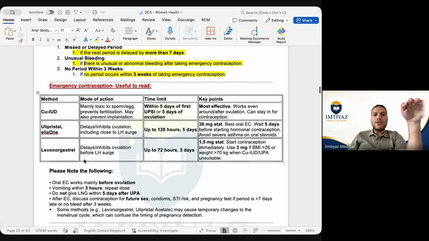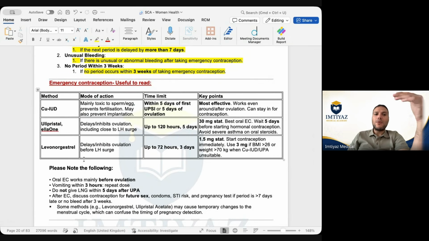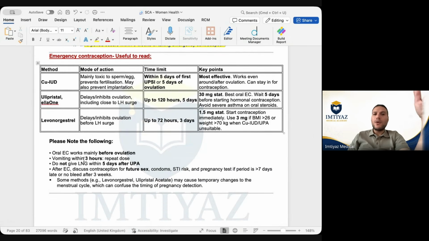And here, this is just about the different options, how it works, and so on. But I told you about all of this already.